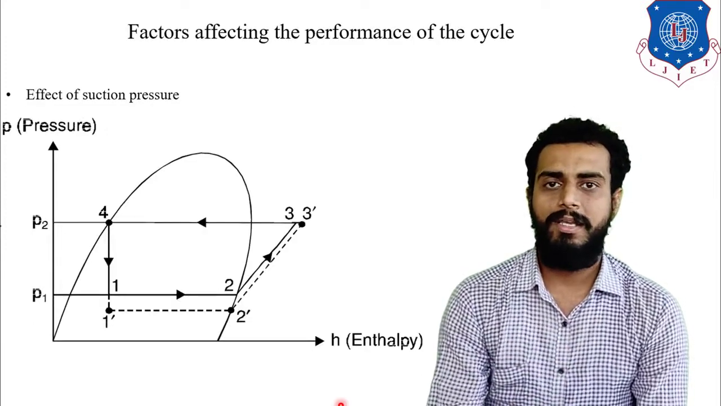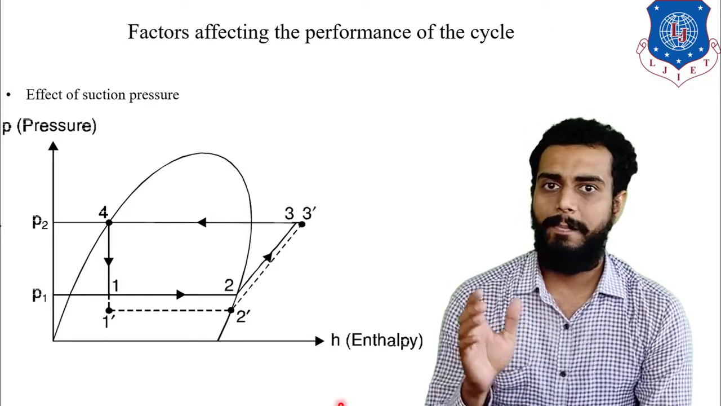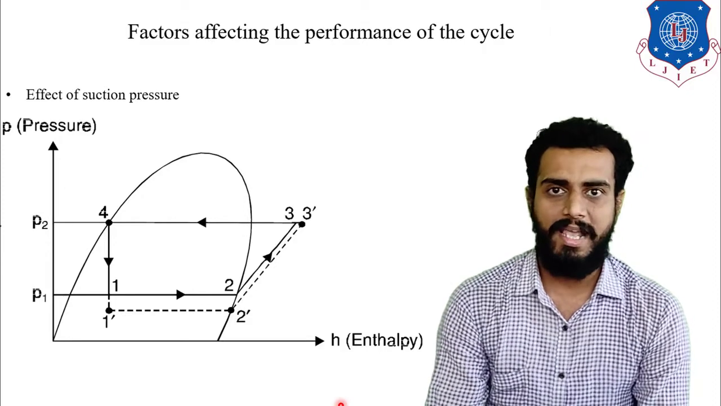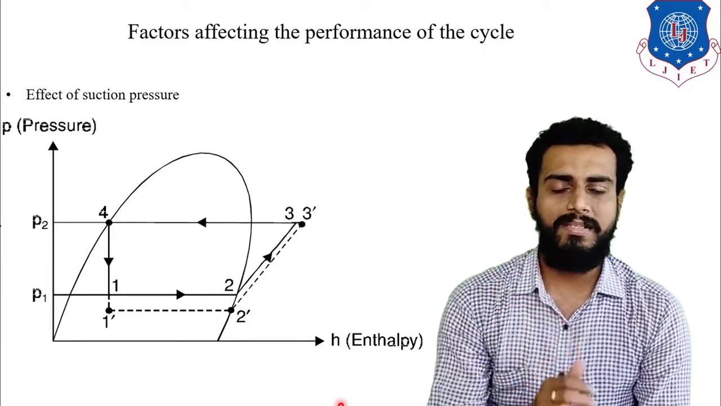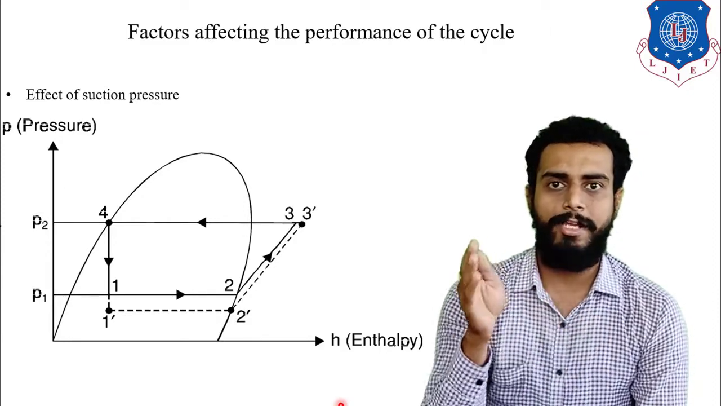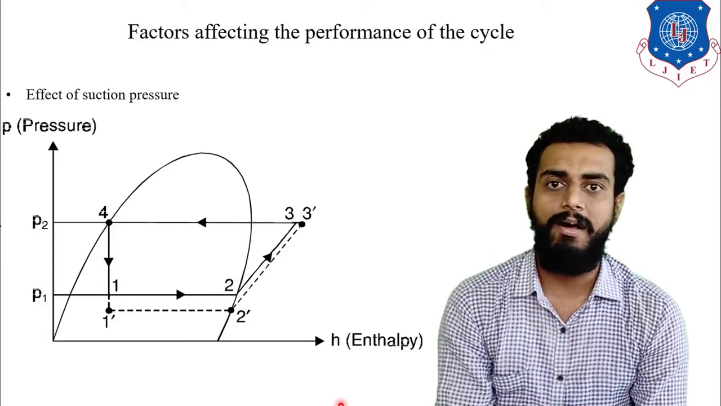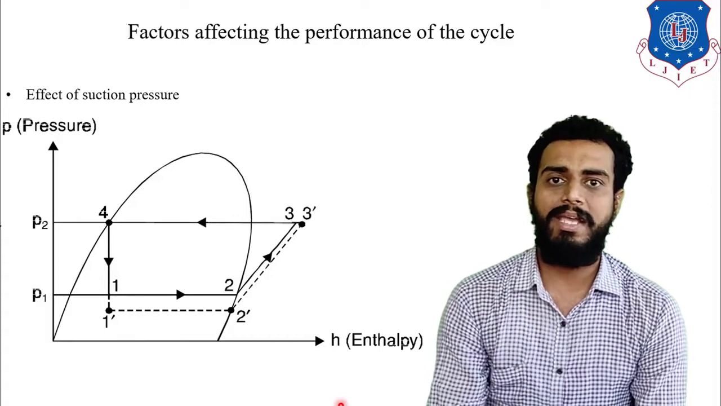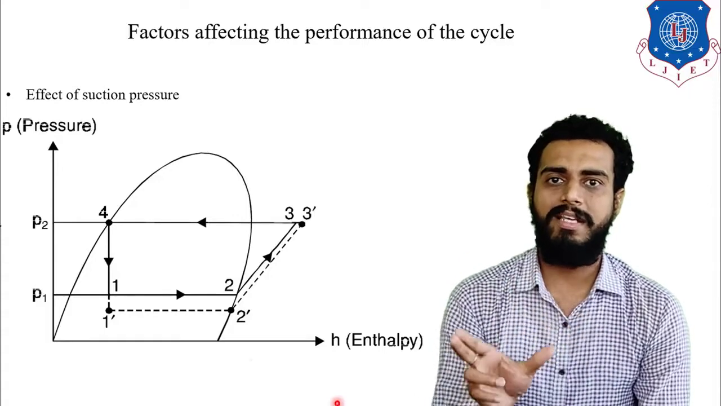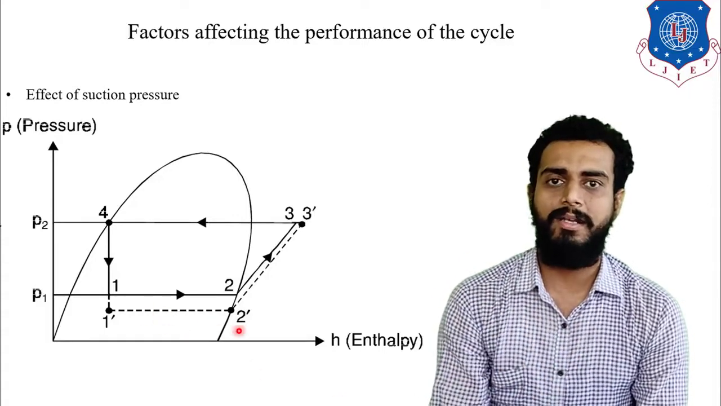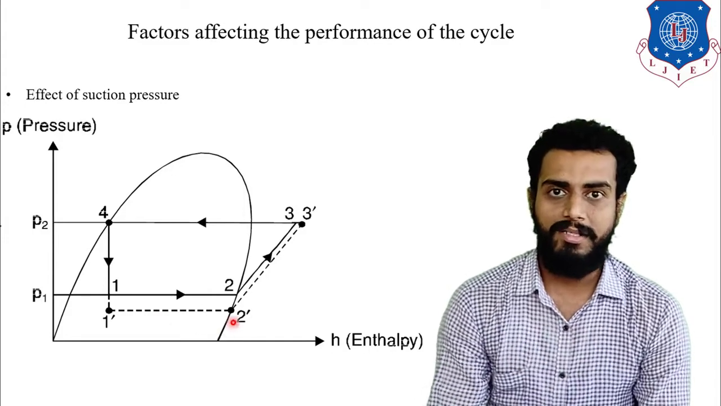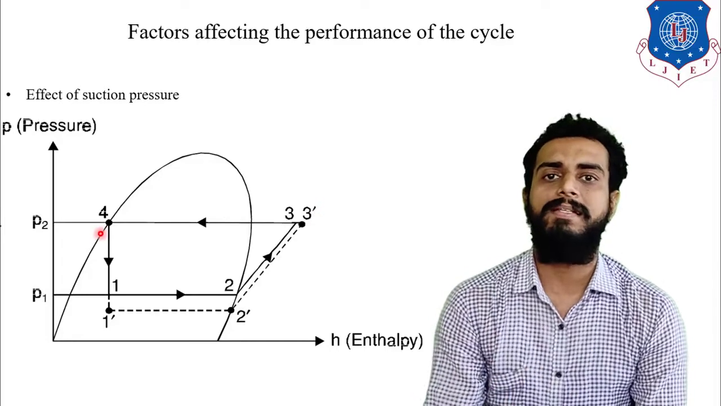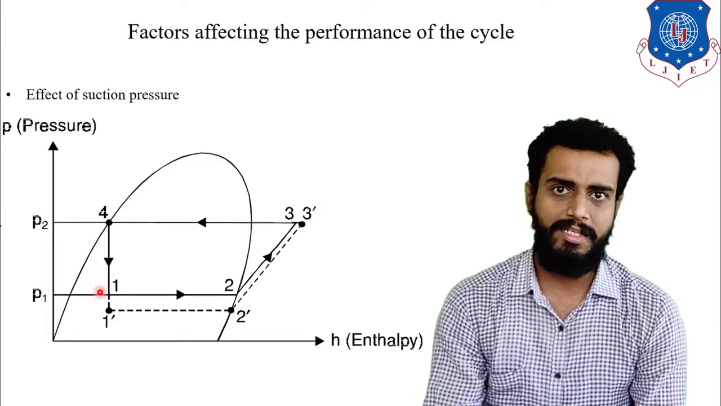Now remember students, here on the screen you can see the pressure enthalpy diagram. There are four components in the VCR cycle, starting from compressor to condenser, condenser to expansion device and expansion device to evaporator. Here we will start from the inlet of the evaporator. So you can see 1 to 2 represents the evaporator section, 2 to 3 represents the compressor, 3 to 4 represents the condenser, and 4 to 1 represents the expansion device.